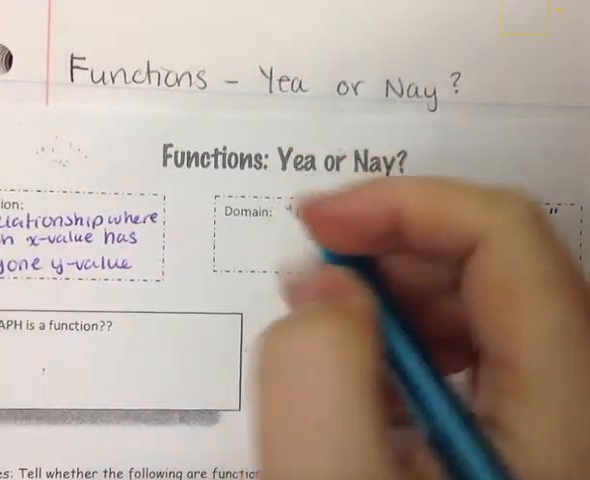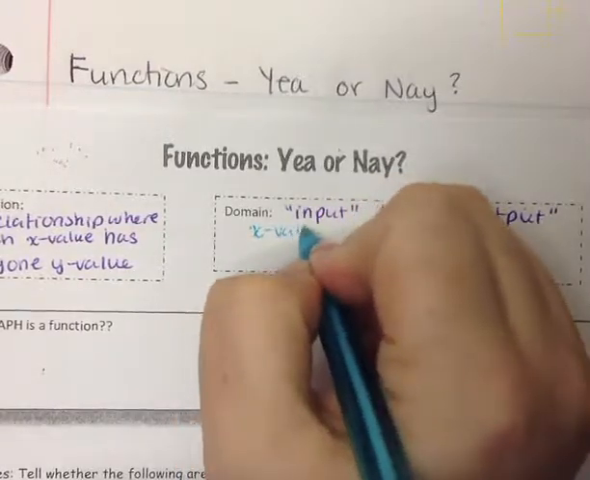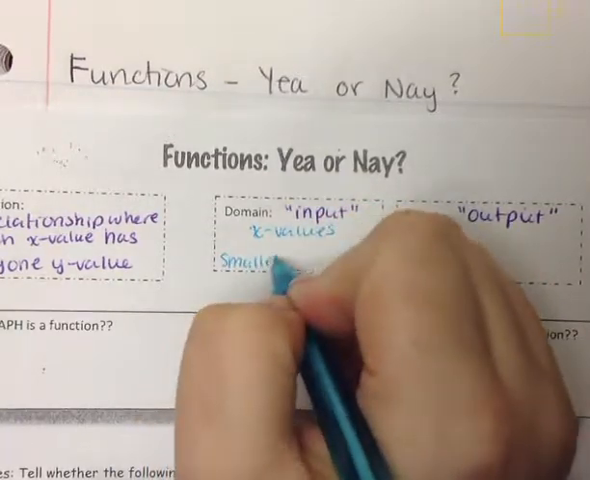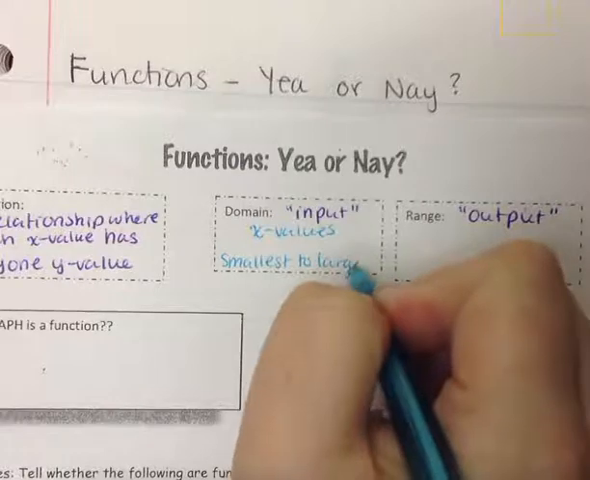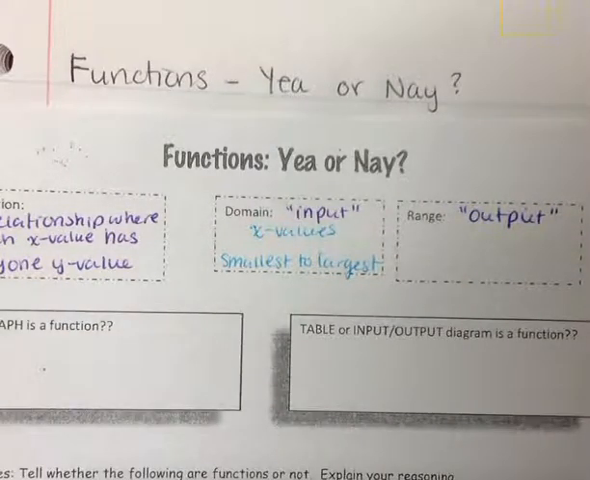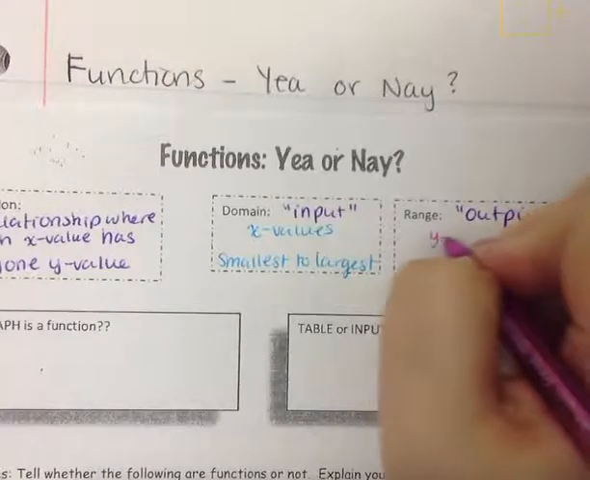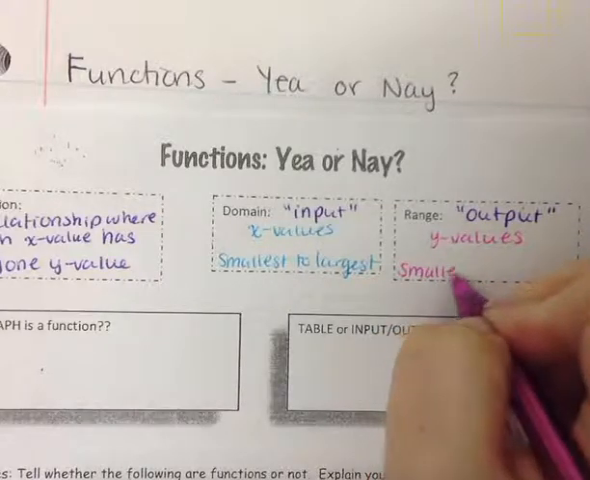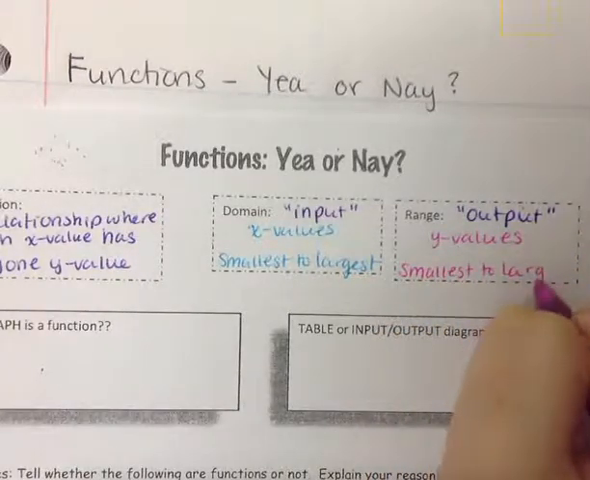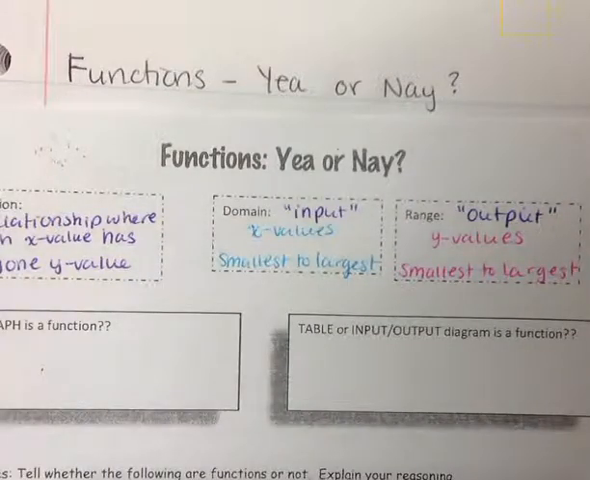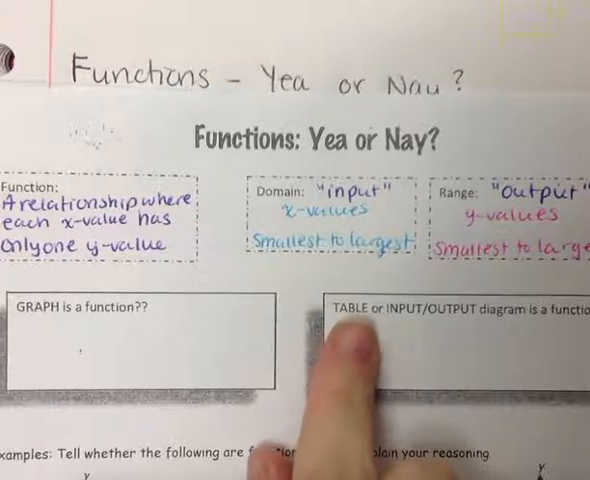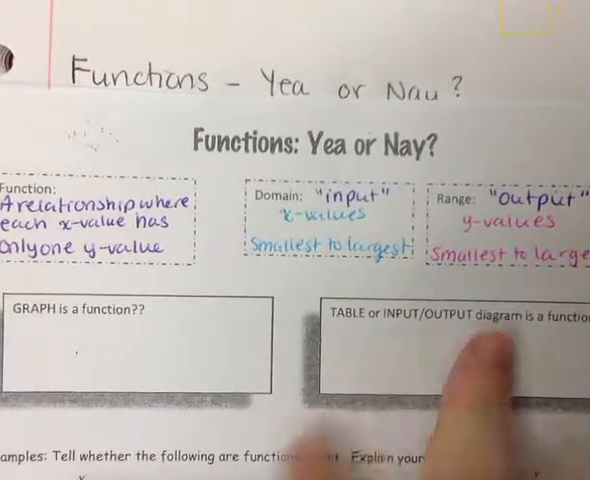So again, domain is the x values, and they do go from smallest to largest. The range are your y values, and they also go from smallest to largest. We're going to be looking at two different types of examples. We're going to be looking at a graph, and we're also going to be looking at a table, or we can call it an input-output diagram.